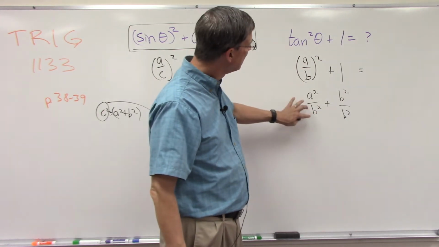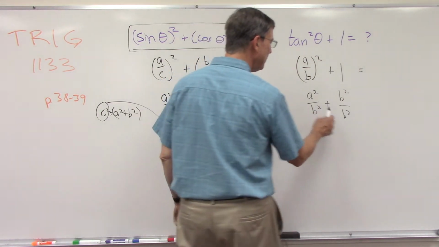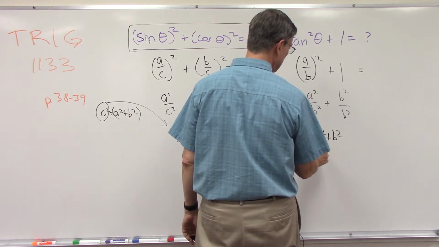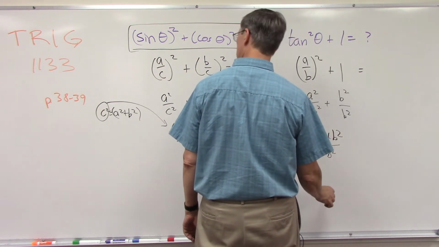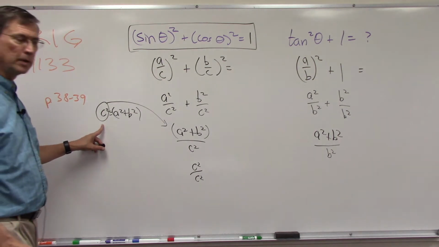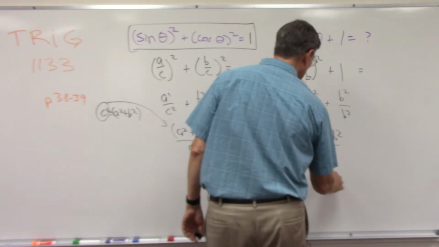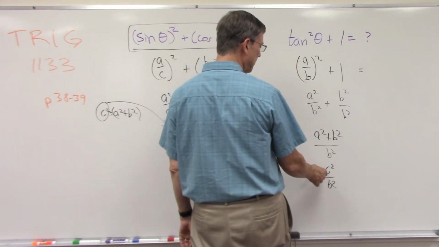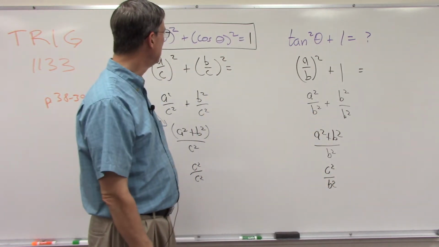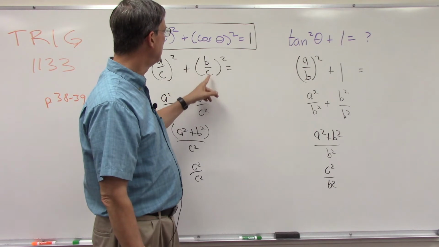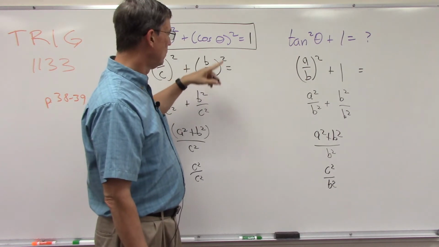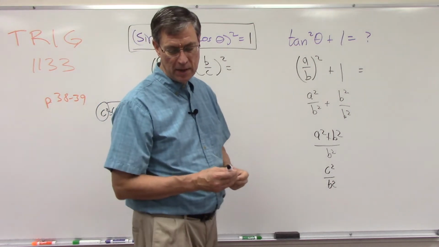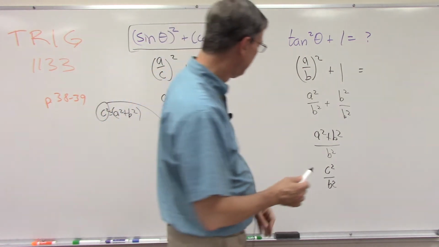Now, can we put it over a common denominator? Yep. a squared plus b squared. And what is a squared plus b squared? c squared. So now I have c squared over b squared. Well, let's think about the relationship. What is c over b? Well, b over c is cosine. So what is the inverse of that, c over b? That would be secant.